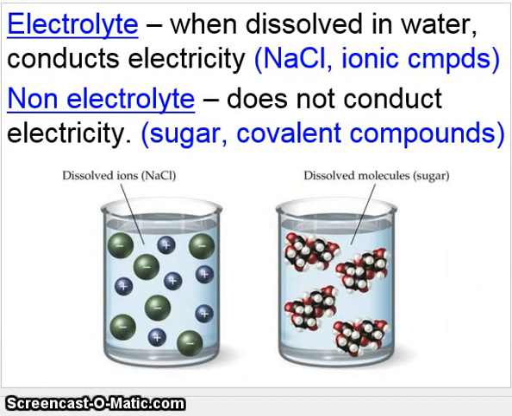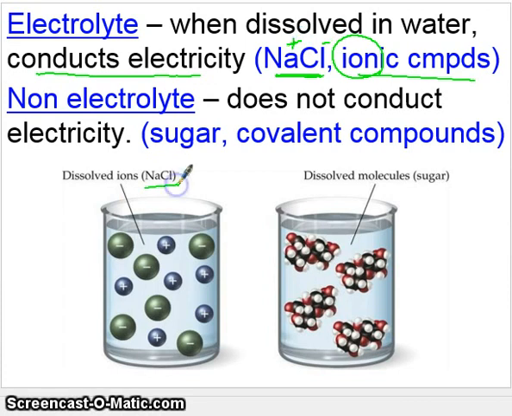So now solutions can either be electrolytes or non-electrolytes. When you dissolve something and it conducts electricity in water, as many solutions do, it's called an electrolyte. And this is done by your ionic compounds, like sodium chloride. Remember, this is table salt. Now, an ionic compound, recall, has ions in it, because it has a metal and a non-metal for the most part. So you have a positive ion, sodium, and then you have a negative ion, chlorine, and when you throw these into a solution, they split up.